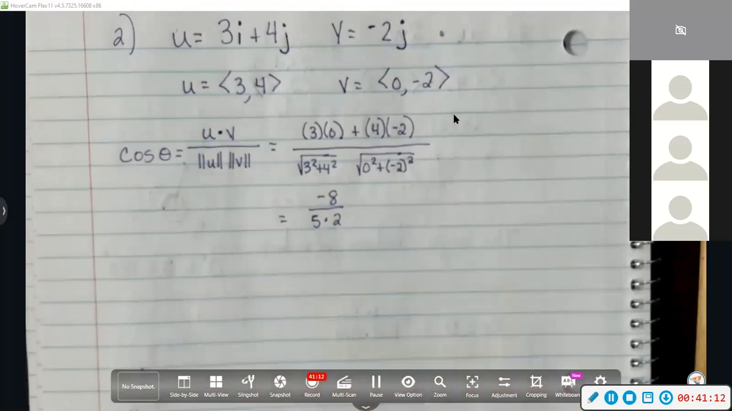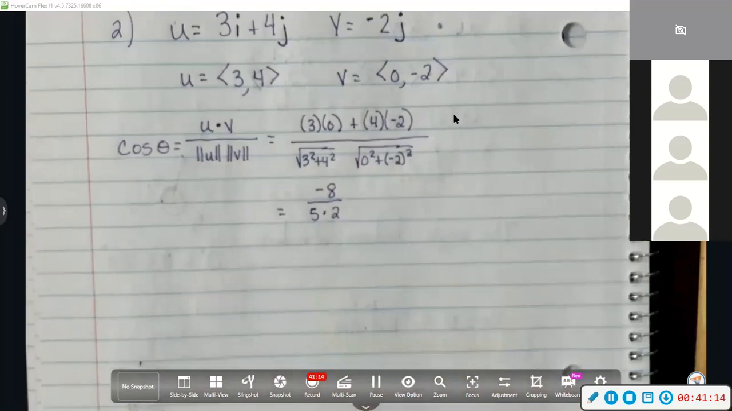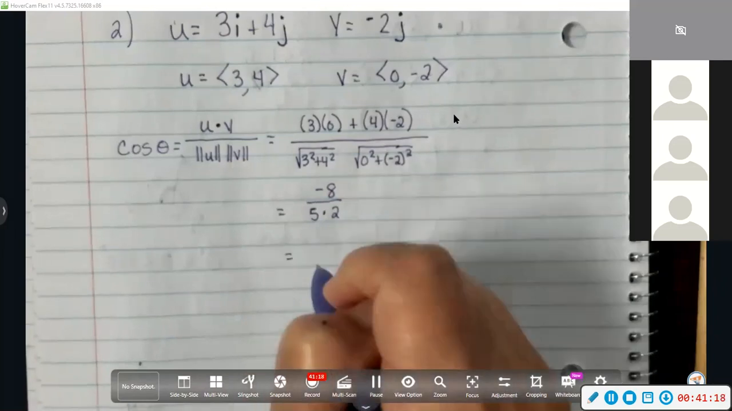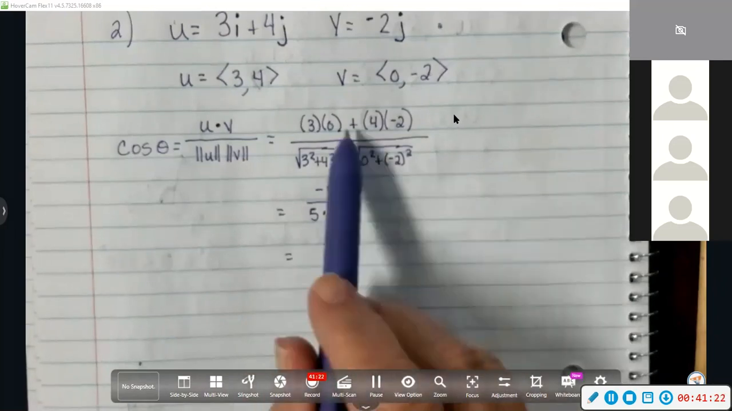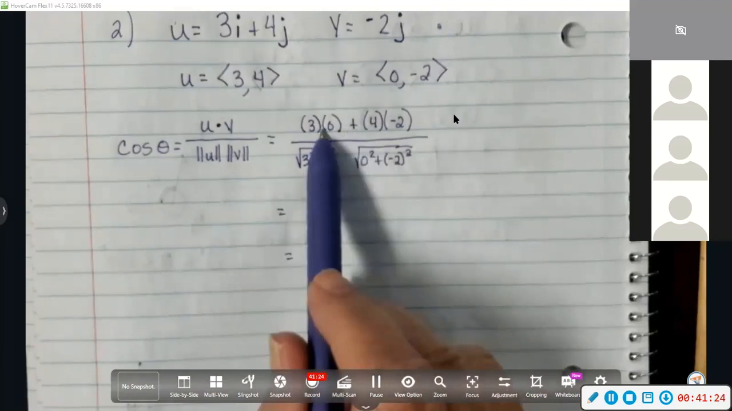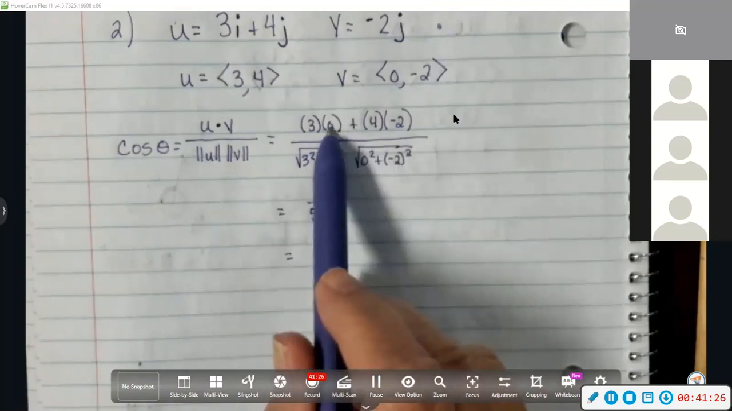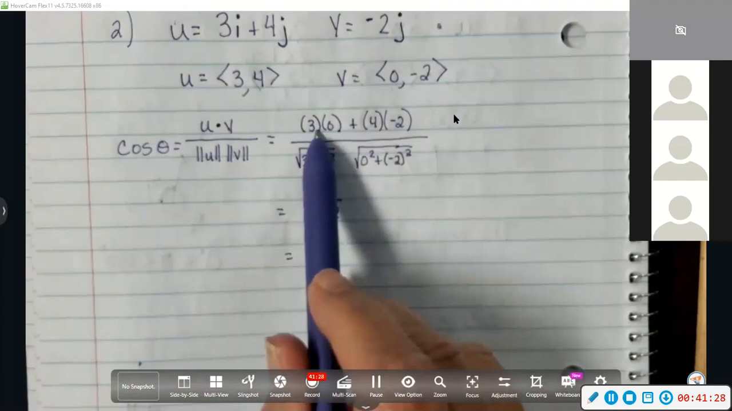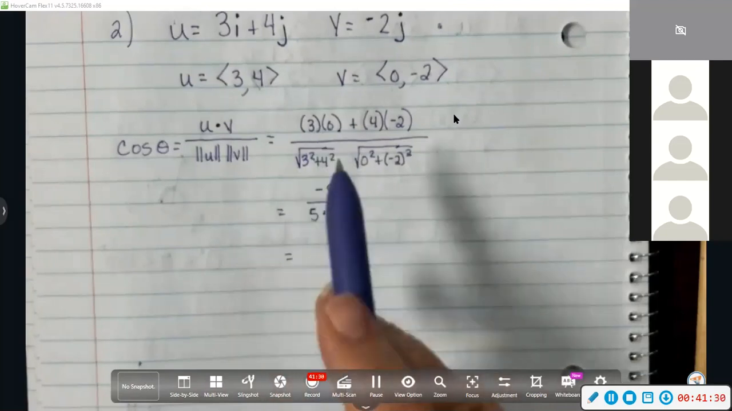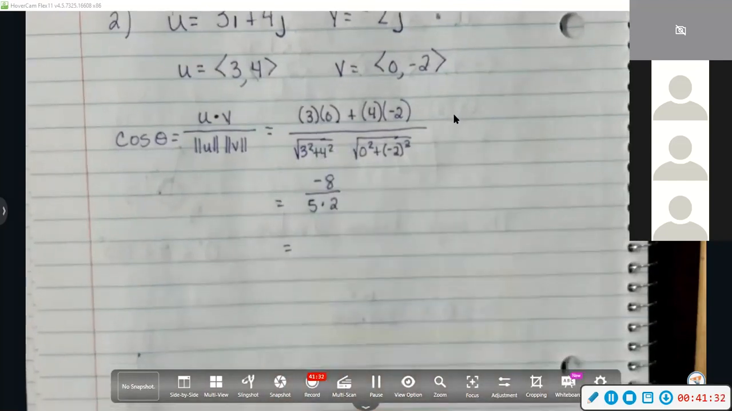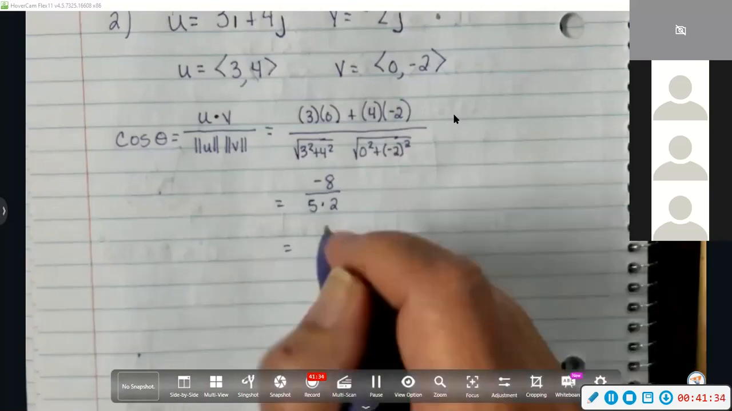You're going to have -8 over 5 times 2, or -8/10. Is the numerator -8? Because 3 times 0 is 0. Oh, never mind. Yes. So then we're going to get -4/5.